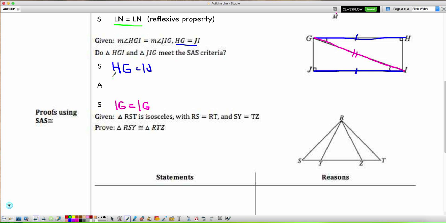And then finally, the angle that I check for, I want to make sure the angle is between those two sides. So angle HGI, from H to G to I, is this angle here. And that one is between the two sides. And that one is equal to the measure of angle JIG. So from J to I to G is this one, and that one is between the two sides that are labeled. And so since those two angles are between the sides that are labeled, I would say yes again for this one. So do they meet SAS? Yes.